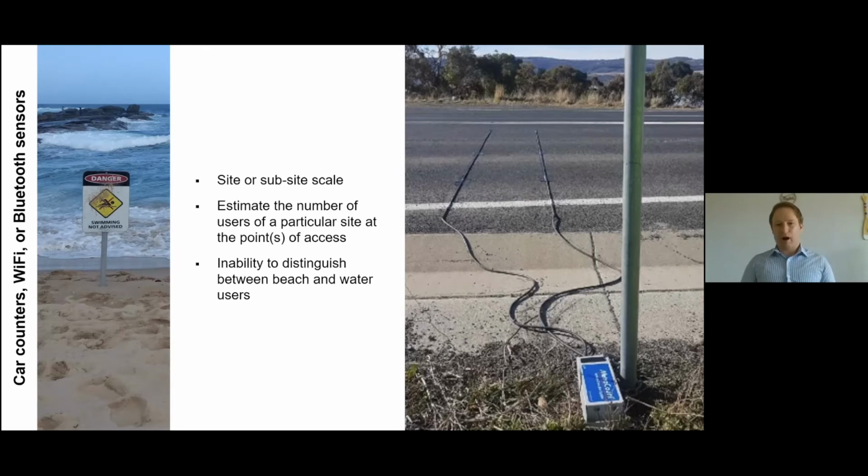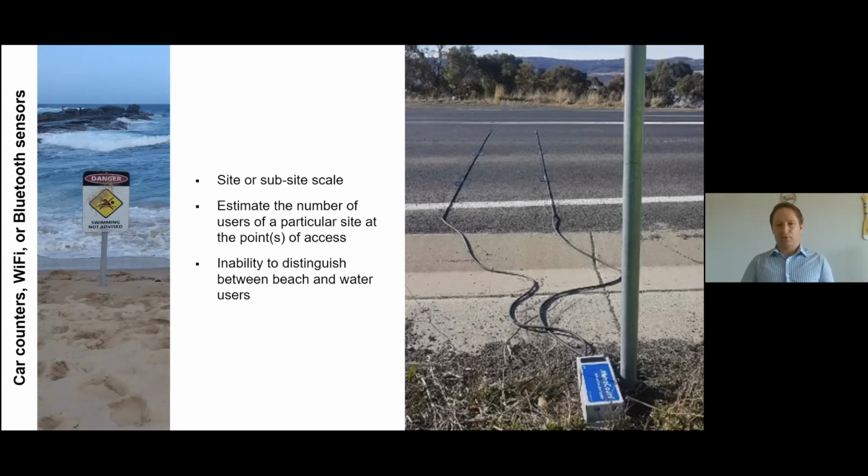So where there may be one road in to a particular beach, using a car counter on the road, such as the one in the image here, can be an effective way to capture some information across the course of the day and across the season very simply. However, these are estimates. The estimate being that we don't know how many people are in each specific car.